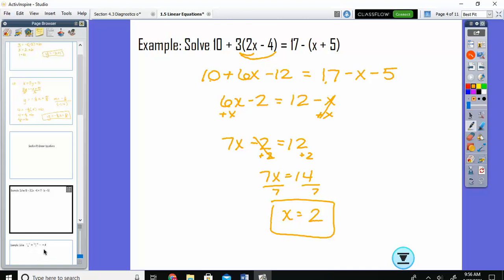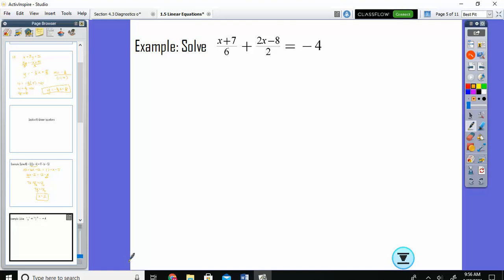Let's try an uglier looking one. So x plus 7 over 6 plus 2x minus 8 over 2 equals -4. These are linear equations because I only have x to the first.